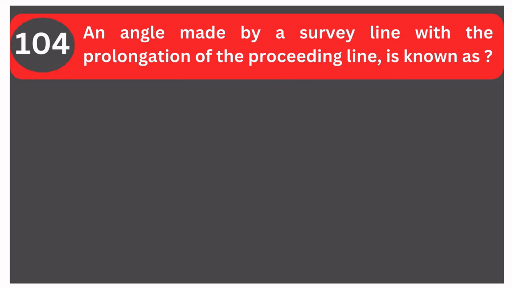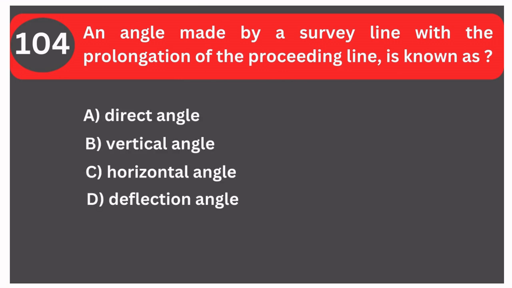An angle made by a survey line with the prolongation of the preceding line is known as. Options: A. Direct angle. B. Vertical angle. C. Horizontal angle. D. Deflection angle. Answer: D. Deflection angle.